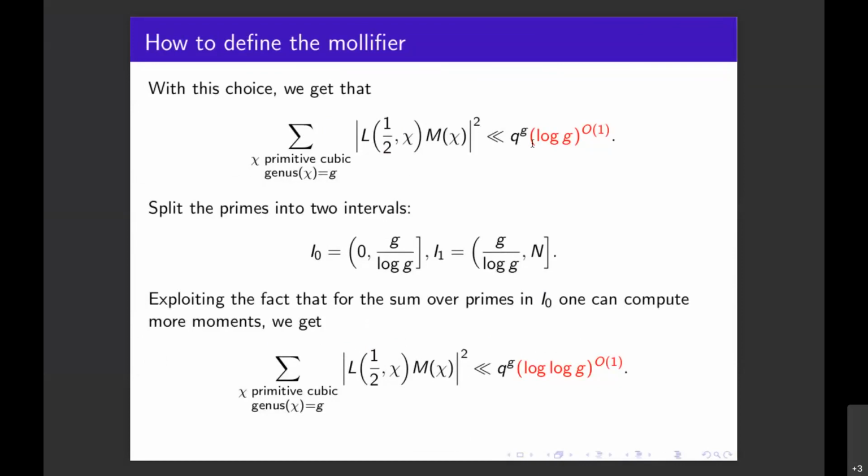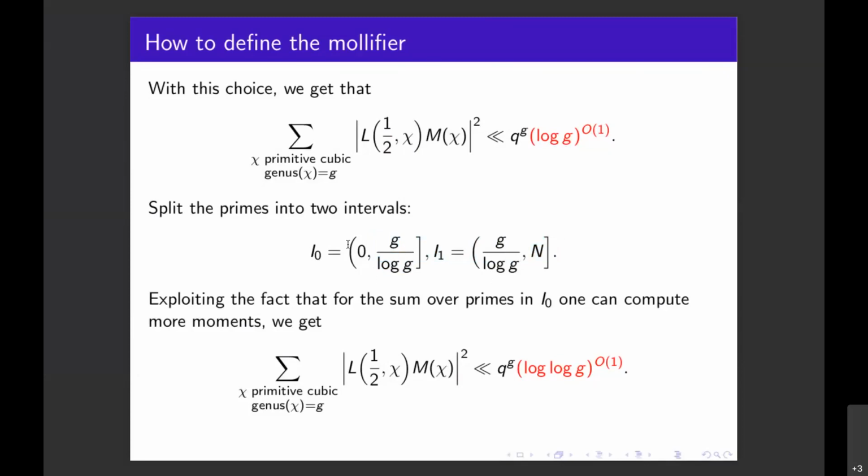Let's now split the primes into two intervals. The problematic term is the contribution from small primes, because that contribution can be relatively big. If we look at higher primes, then that part should be fine, should be smaller. So let's say that we split the primes into two intervals, I0 and I1. Again, n is roughly, let's say, g over 1,000, and I0 contains primes with degree between 0 and, let's say, g over log g. Then we exploit the fact that for the smaller primes in I0, since the sum is shorter, we can compute more moments.